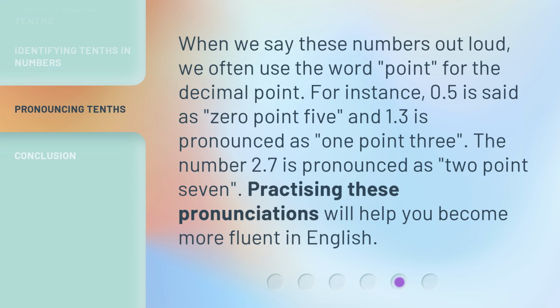When we say these numbers out loud, we often use the word point for the decimal point. For instance, 0.5 is said as zero point five, and 1.3 is pronounced as one point three. The number 2.7 is pronounced as two point seven. Practicing these pronunciations will help you become more fluent in English.